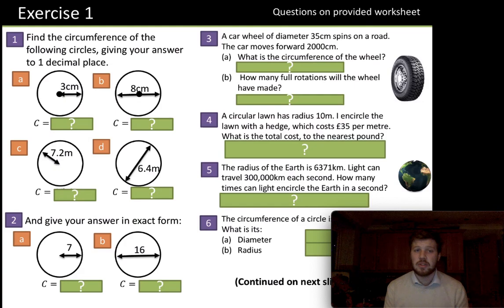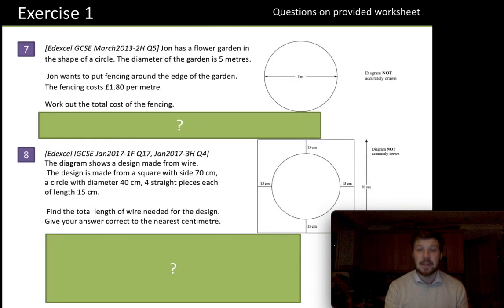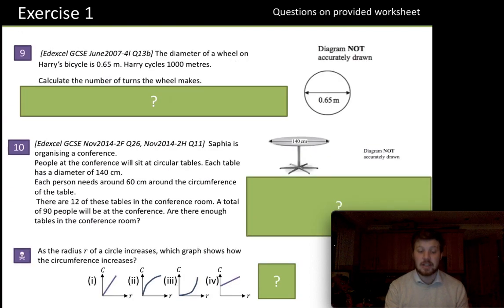The main thing I want us to do, though, we should be able to whiz through question 1 and 6, but I want us to be getting on to these extension questions. So question 7, 8, 9, 10, and really have a think about this challenge question as well.